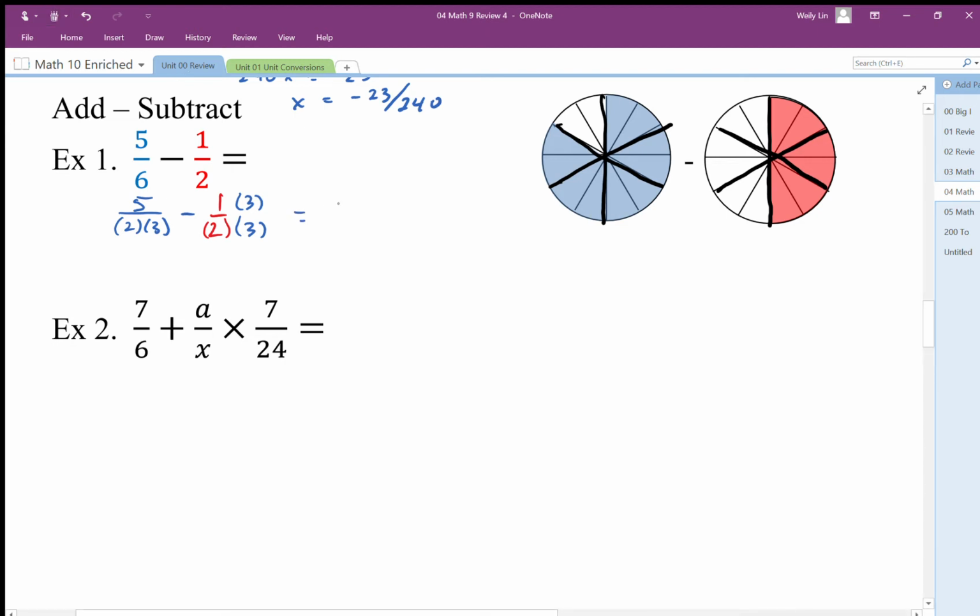So 5 minus 3, we end up with 2/6. So when I subtract these, I'm going to be left with 2 1/6 pieces, these two here, and then we can simplify that to 1/3.